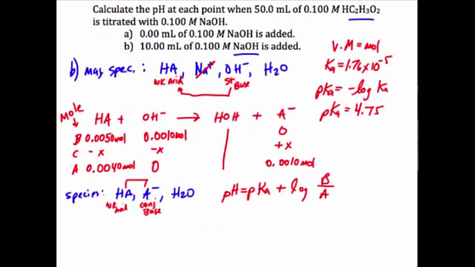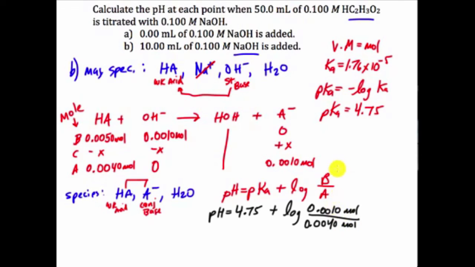So I'm going to go ahead and plug in pH equals 4.75 plus the log of the base, which is my conjugate, right? That's going to be 0.0010 moles over 0.0040 moles on the bottom.